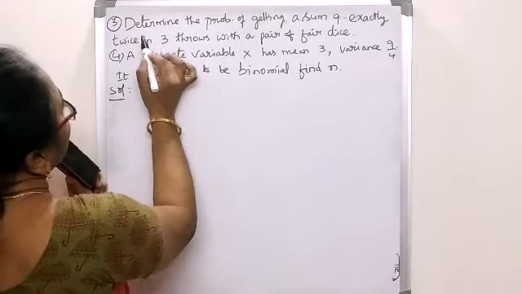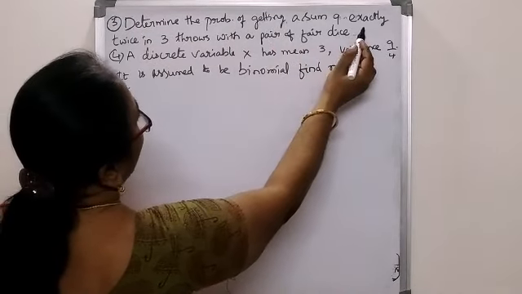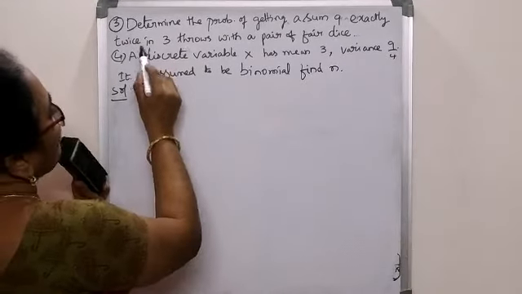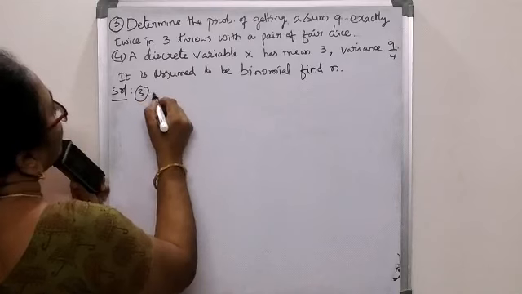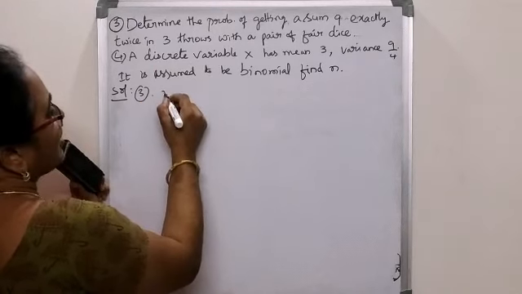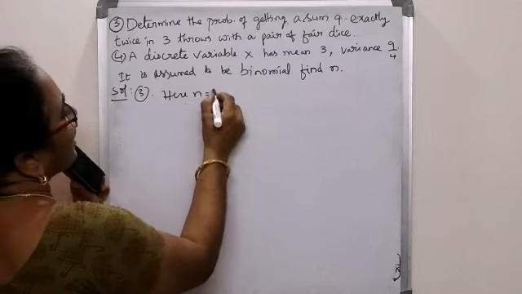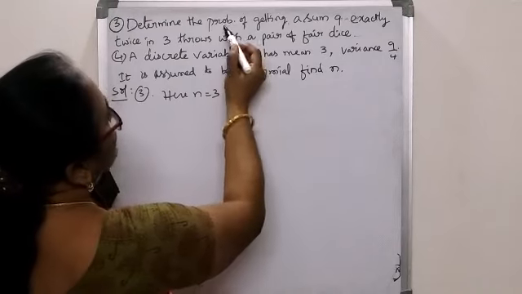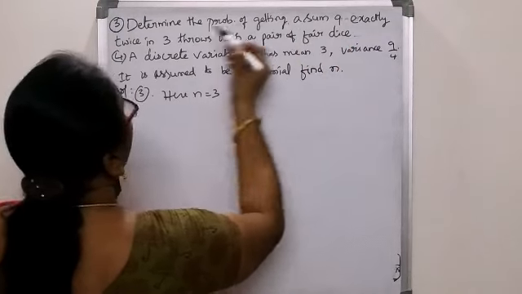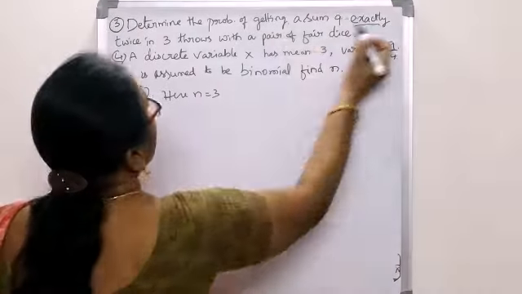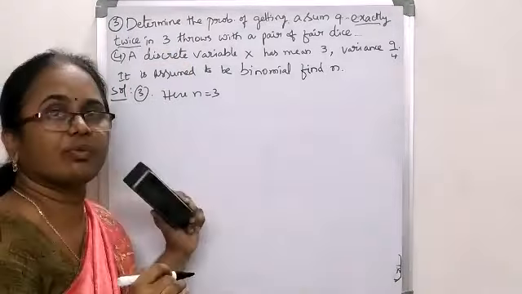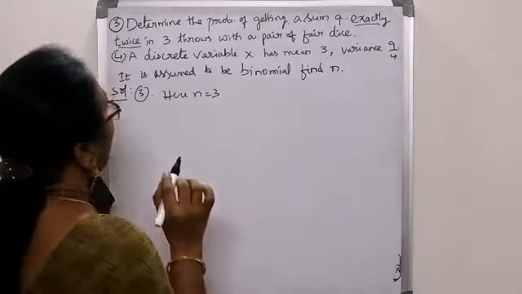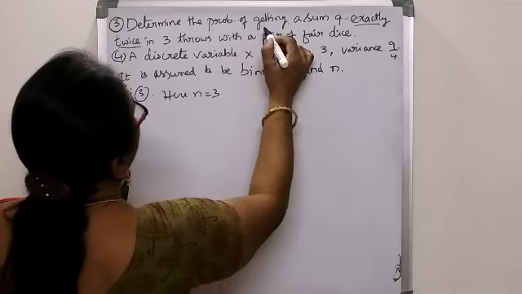Please look at the third problem. Determine the probability of getting a sum of 9 exactly twice in 3 throws. So here, given 3 throws means, in the solution of the third problem, the number of trials is given: n is equal to 3. So in 3 throws of a pair of fair dice, what is the probability of getting a sum 9 exactly twice? So exactly twice means the random variable x is equal to 2. For that we need to calculate the probability P of x equal to 2. And what should be taken as p to get the sum 9?